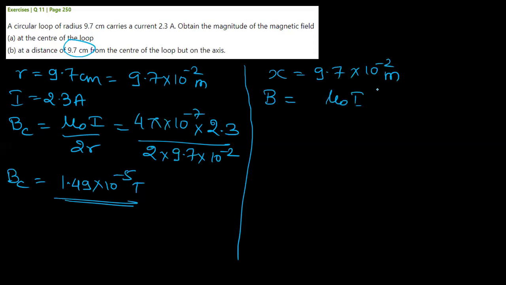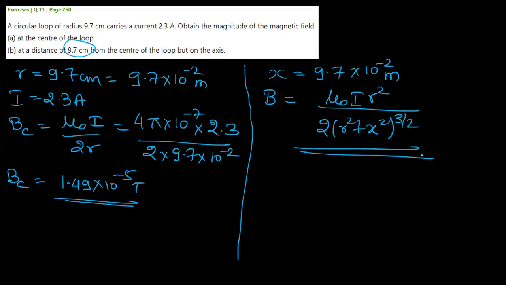In that case, the magnetic field is given by B equal to mu naught I r square upon 2 times r square plus x square raised to 3 by 2. So here you have to substitute the values. All values are given to you. Put the current value, radius value, x value, and solve for mu naught. You will get the answer as 5.26.